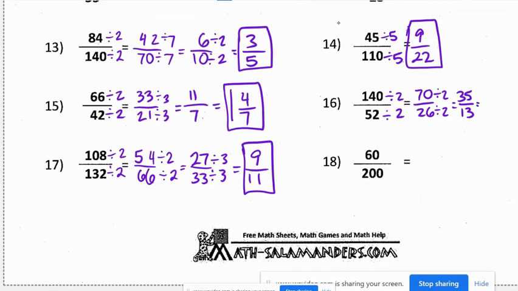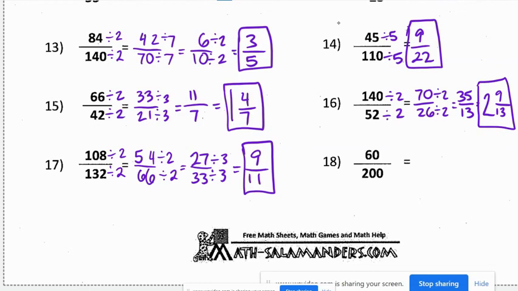13 can go into 35 twice. That makes 26 with 9 left over. Right? 26. If it's 26 left over, yes. So your answer is 2 and 9/13.